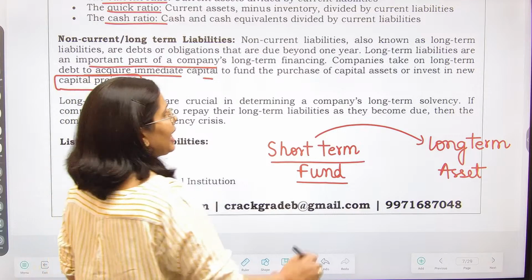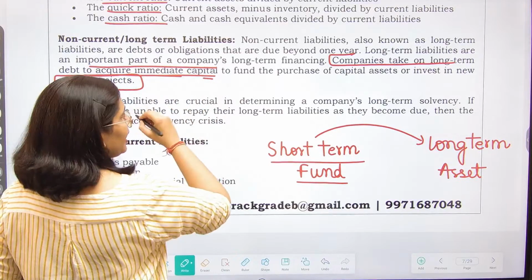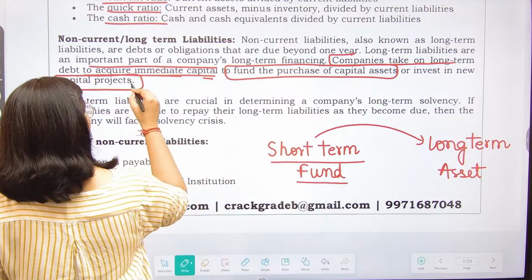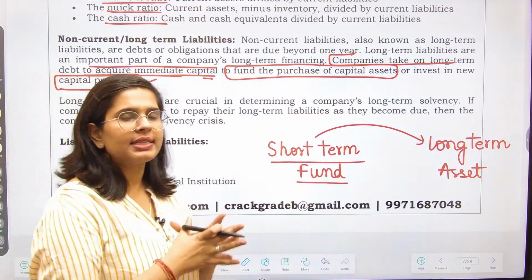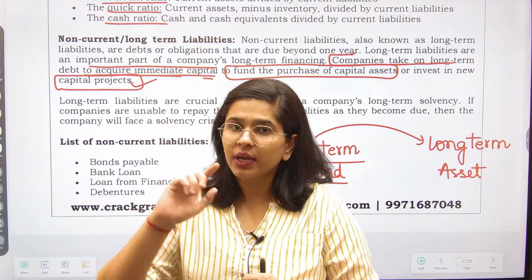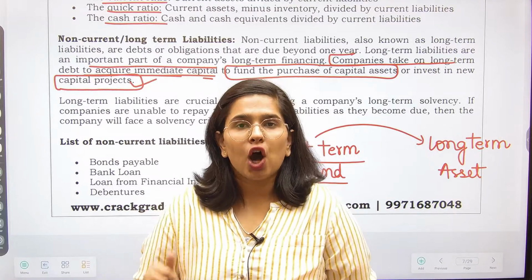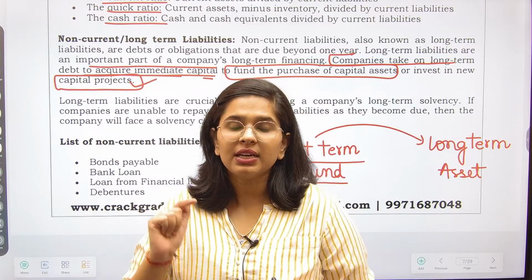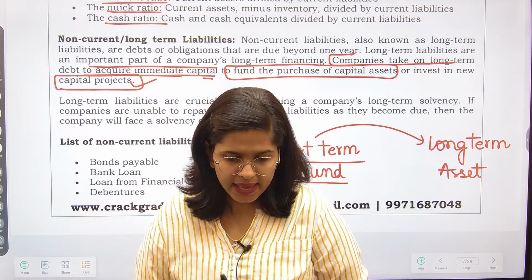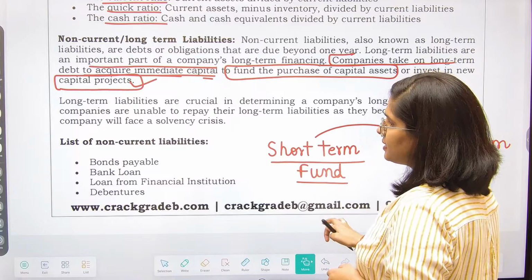So this is what this line means, that companies take long term debt to acquire immediate capital to fund the purchase of capital assets or invest in new capital projects. Capital assets means long term assets, the assets which are going to give you revenue in the long term, right? So if you want to fund such kind of assets, you should use long term funds, and long term funds means long term liabilities, right? Yes, correct. So let's understand what the list of non-current liabilities is.